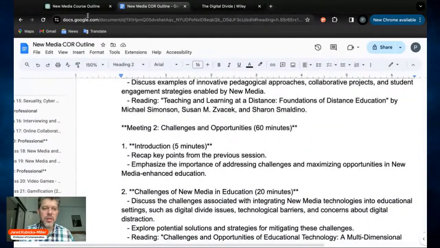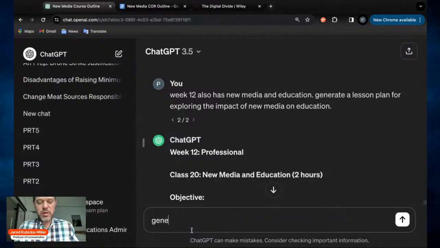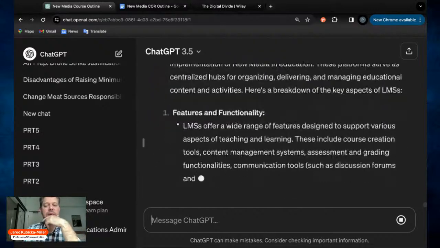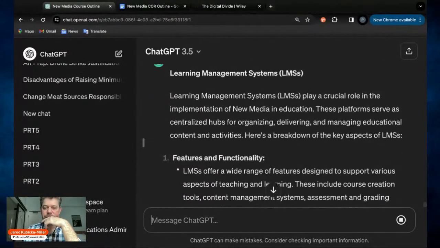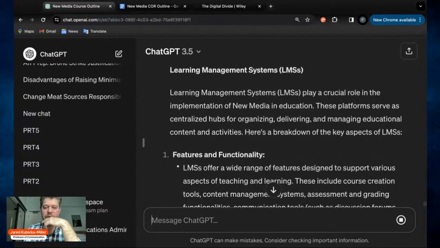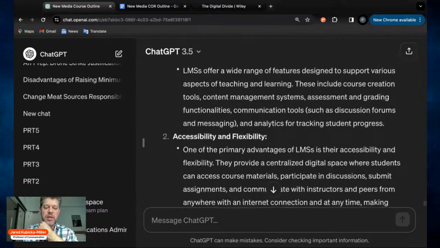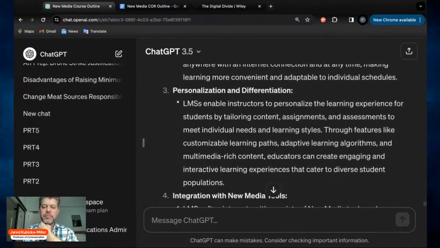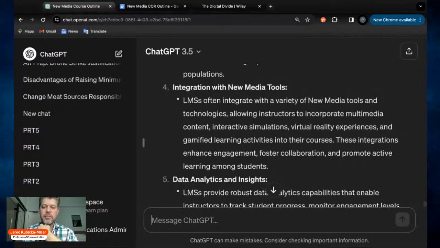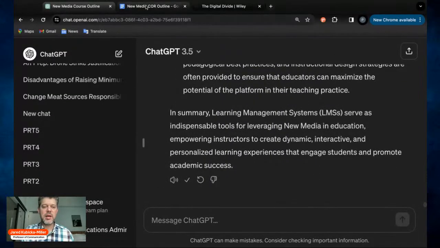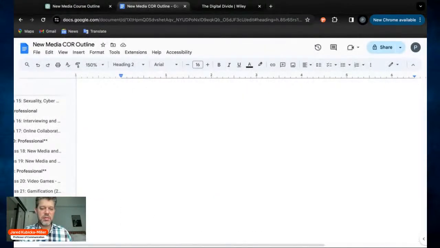you know what? Generate a section on LMSs, learning management systems, because it's not really talking about it, and that's where people, the crucial implementation of new media education. These platforms serve as a central hub for organizing, delivering, managing educational content. Maybe, might as well. So I copied that. I'm going to put that just at the bottom here.